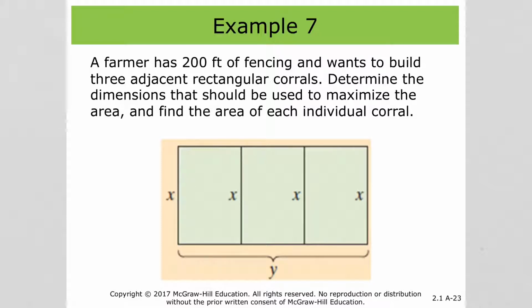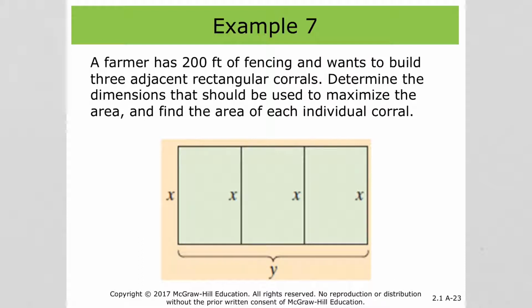So, example 7, we've got a farmer who has 200 feet of fencing and wants to build 3 adjacent rectangular corrals. Determine the dimensions that should be used to maximize the area and find the area of each corral. Okay, so what we've got here is a rectangular area where the width is x and the length is y.